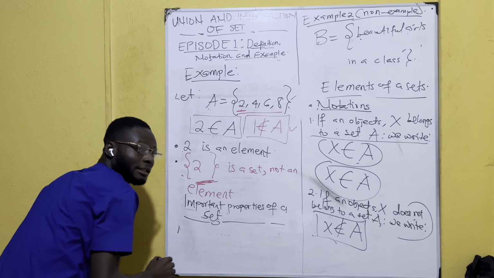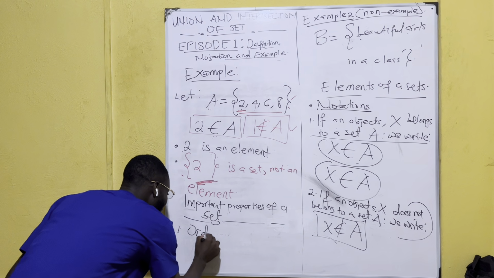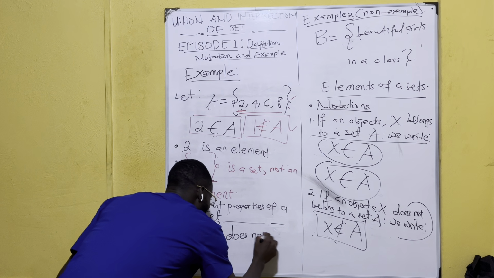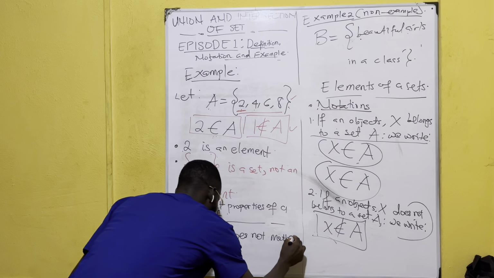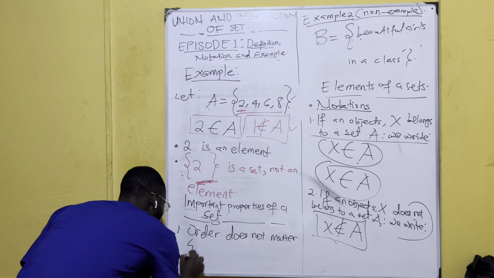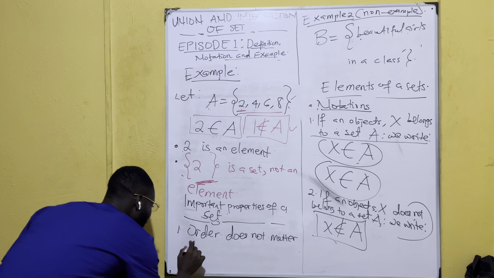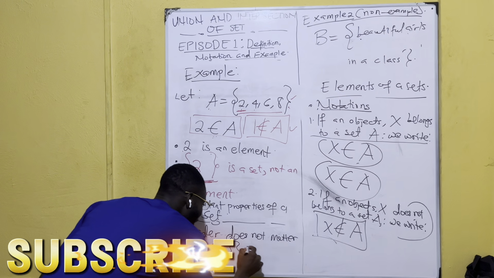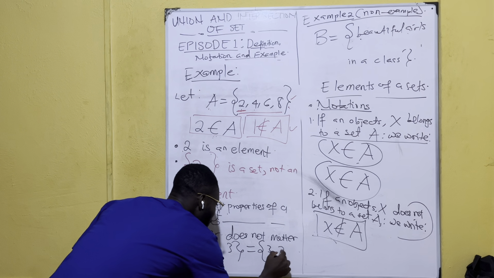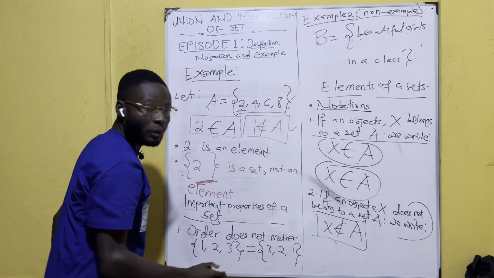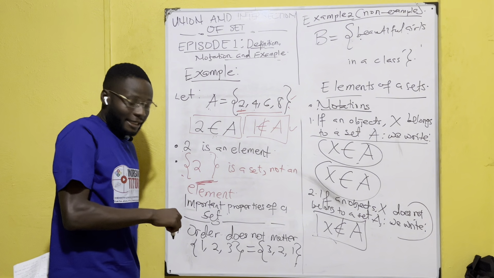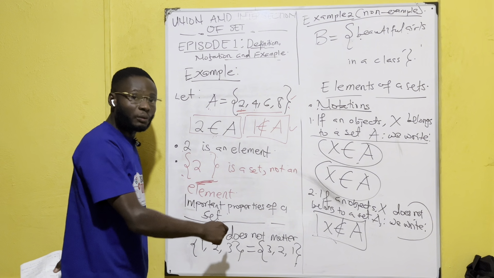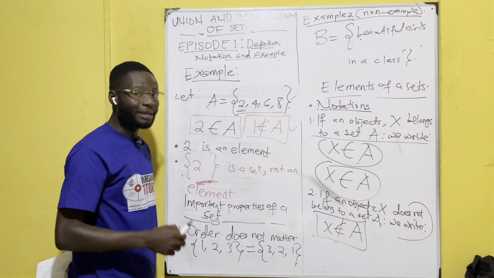So one, the order does not matter. The order does not matter, right? So for instance, if you have 1, 2, 3, it's the same as 3, 2, 1. So when it comes to sets, where you put 2 or where you put 3 doesn't really matter. It doesn't matter at all.